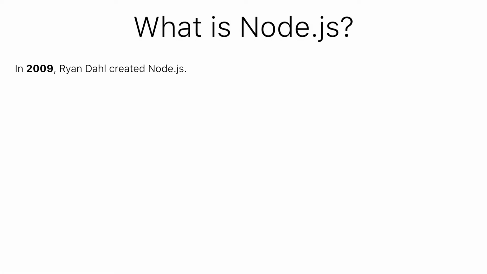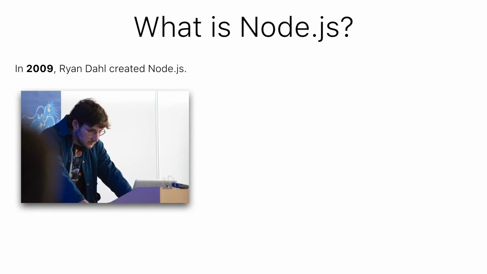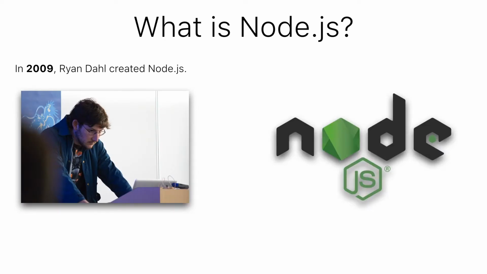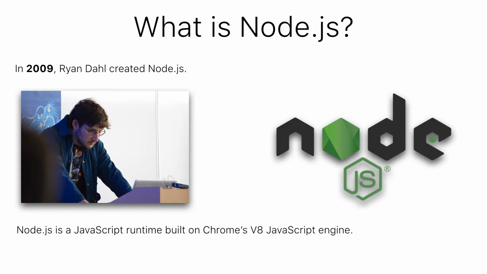Okay, so in 2009, this guy named Ryan Dahl created Node.js. And here's a picture of him. And here's the Node.js logo that we are all familiar with. And this sentence right here was taken directly off the Node.js website. And it reads, Node.js is a JavaScript runtime built on Chrome's V8 JavaScript engine. All right, this is a nice sentence and all, but what does that even mean?